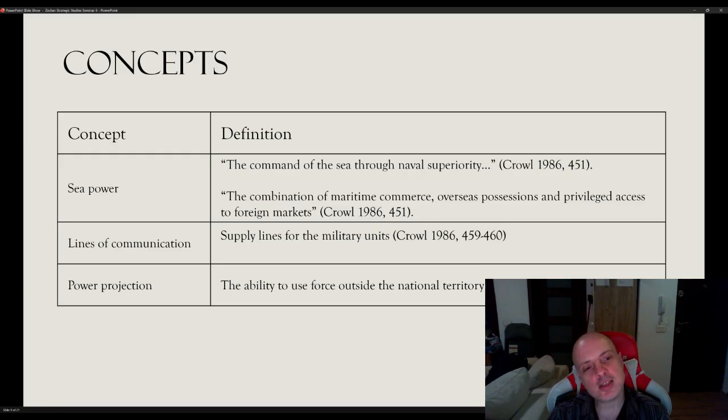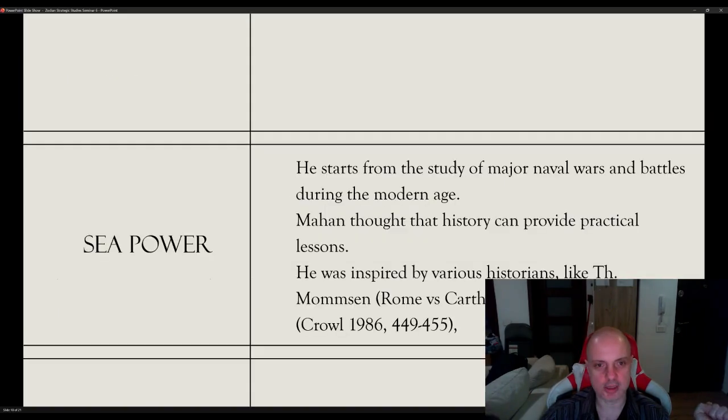Another concept is lines of communication, which means supply lines which are needed for the maritime unit, the empire, the fleet, and so on. And the last concept is power projection, which is very popular with the United States for a logical reason. It means the ability to use force outside the national territory. And of course, the fleet is the primary means for force projection.